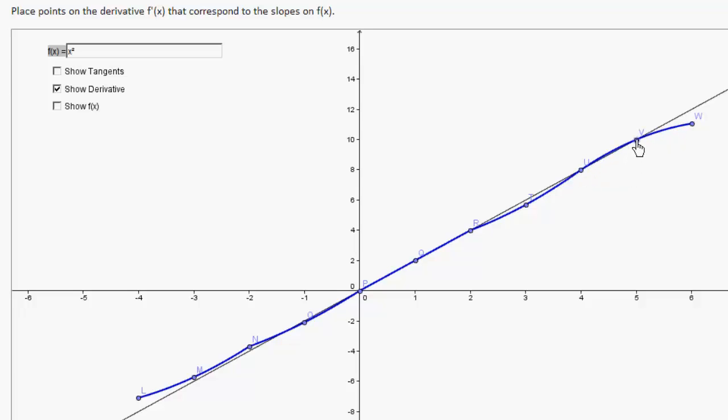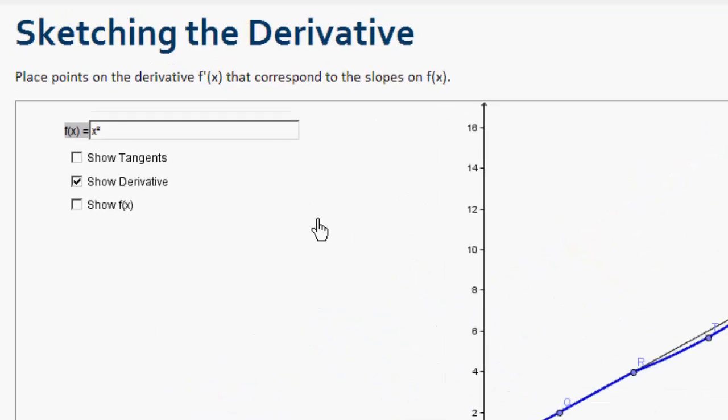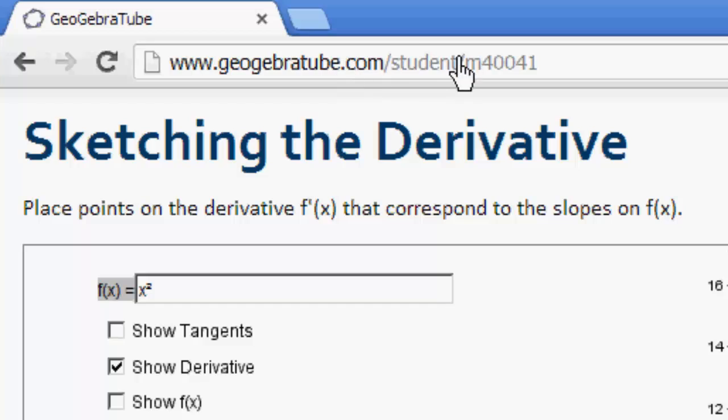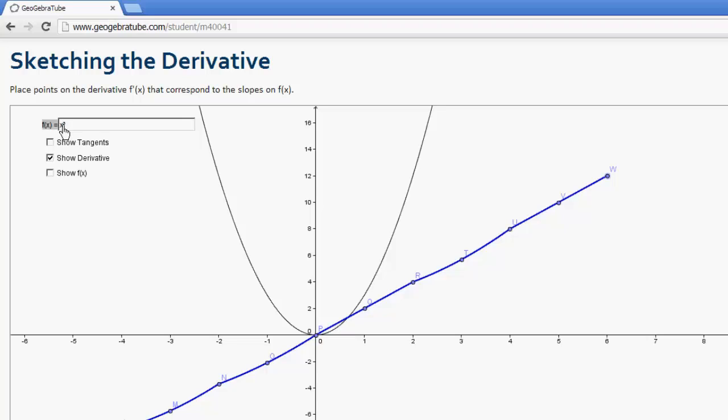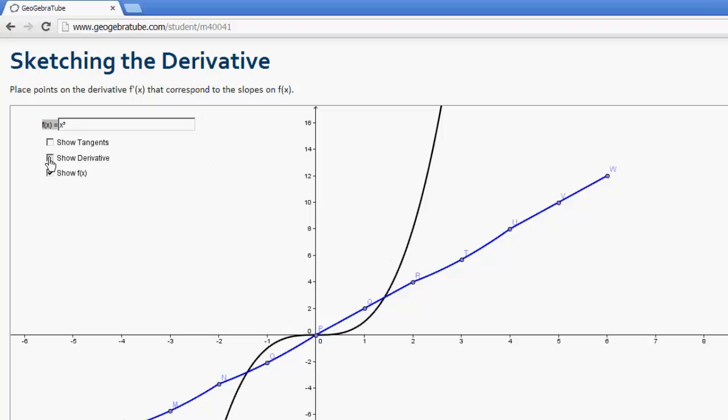All right. So I will put a link in the description of this video to this page, so you can come in and change the function around. So here's x, let's say x cubed. Oh, I'm not showing the function. All right, so there's x cubed. So you can play around with this. Hopefully this helps you practice sketching a derivative, and I believe that showing the tangents will help you with determining slopes.